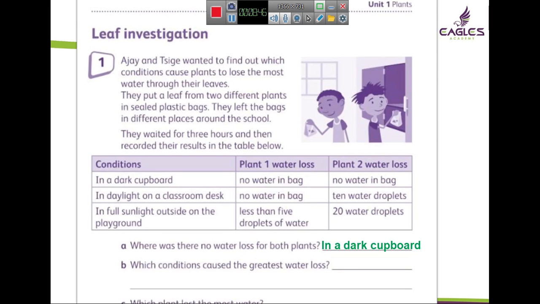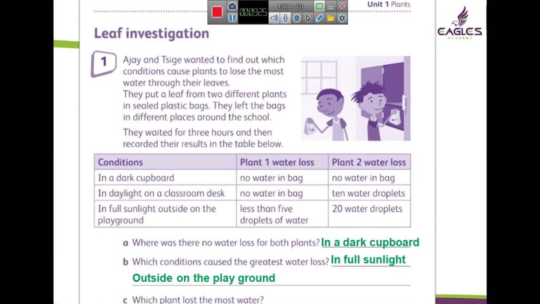Okay, which conditions caused the greatest water loss? Which one is the greatest? Here we have 0, 0, less than 5, 0, 10, and 20. I think that this number is the greatest and this water loss is the greatest too. So which condition causes the greatest water loss? I think that in full sunlight outside in the playground. So here you have 2 lines. You have to write in the first line, in full sunlight outside in the playground.